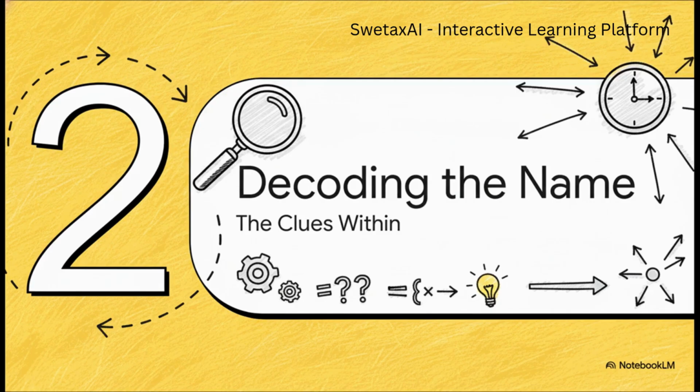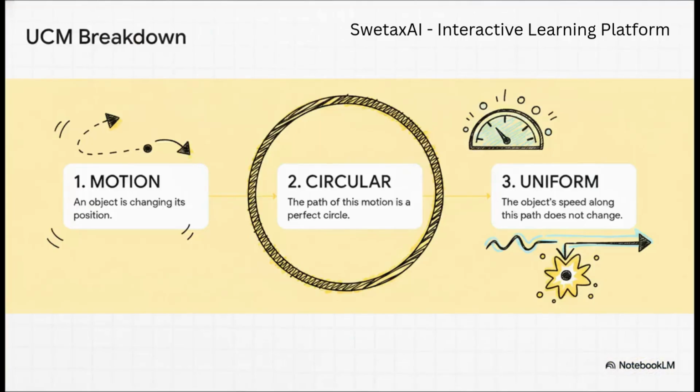We're going to break down the name itself. Uniform circular motion. Seriously, all the clues we need are hidden right there in those three words. Let's just look at this. Motion. Okay, easy enough. Something is moving. Circular. Also pretty straightforward, right? It's moving in a circle. But then there's uniform. This is the part that tricks everyone. It just means your speed, say 10 miles per hour, is locked in. It doesn't change. Now, each of these ideas is super simple on its own.